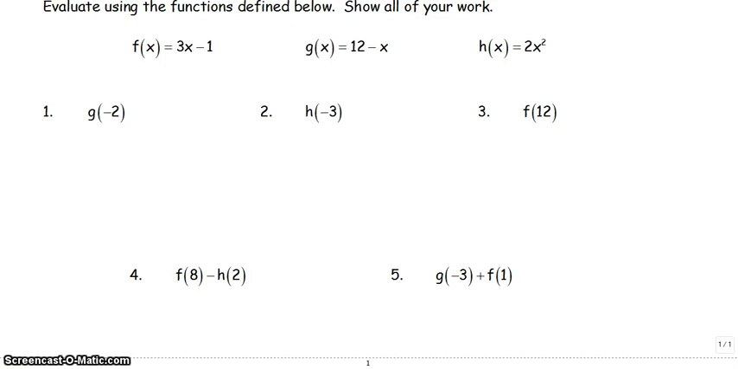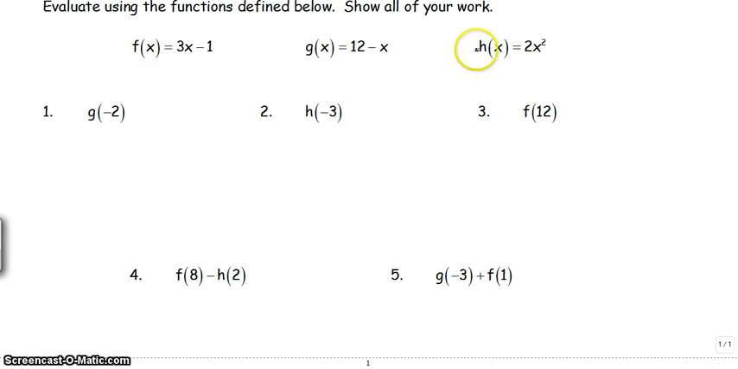Okay, let's take a look at a couple of problems with function notation. Remember, when we have the x in the parentheses and the f, g, or h in front, this is called function notation. This is saying we have a function of x that's equal to 3x minus 1, a function of x that's equal to 12 minus x, and a third function of x that's equal to 2x squared.